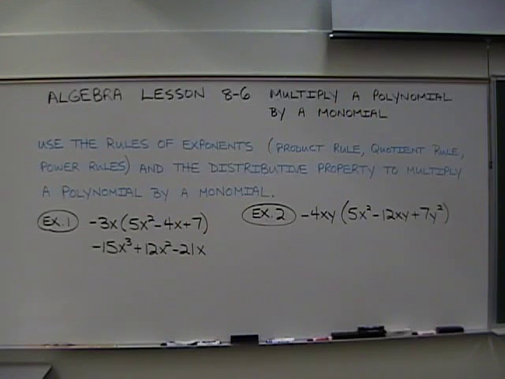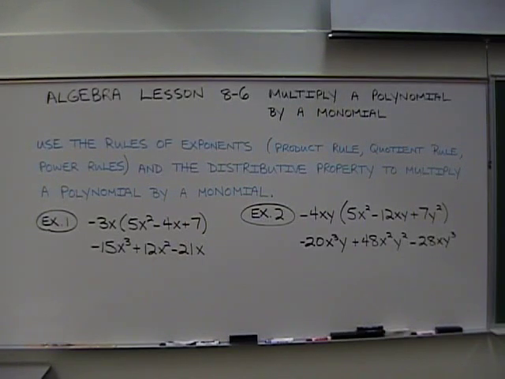Now, this time the monomial sitting out in front of the parentheses is negative 4xy. And inside the parentheses, once again, we have a trinomial. We have three terms sitting inside the parentheses, 5x squared minus 12xy plus 7y squared. Now again, we have to use the distributive property and multiply the monomial, negative 4xy, times each of the terms inside that parentheses. Now why don't you pause this and try to do it yourself, and then come on back when you think you have the right answer, and I'll have the right answer for you.